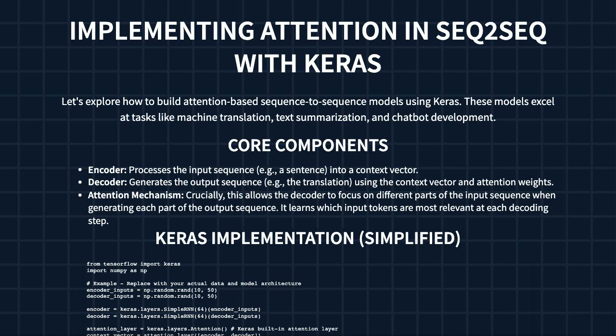It lets the decoder dynamically shift its focus to different parts of the input as it generates each part of the output. The code snippet here shows a highly simplified example using Keras' built-in attention layer. You'll need to adapt it to your specific dataset and model architecture, usually incorporating LSTMs or GRUs for better results.